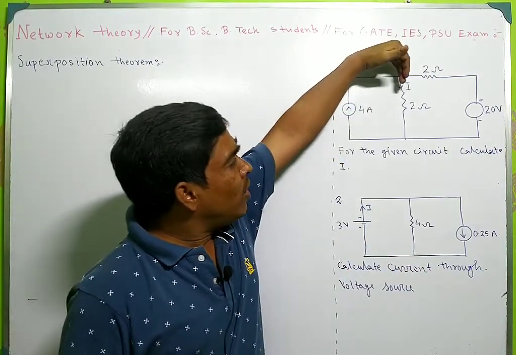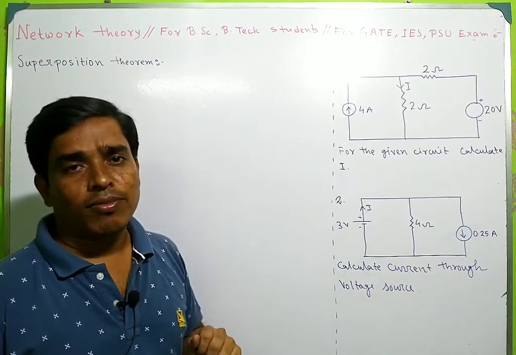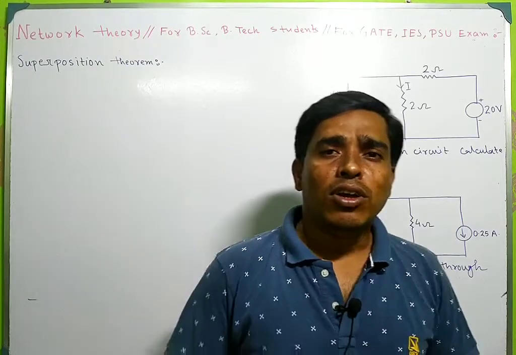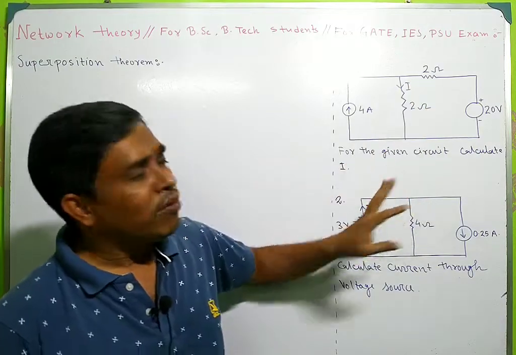Here you have to calculate this branch current. Here you have to calculate this branch current. So both the problems are similar to each other. So what is the procedure to solve this type of problem?